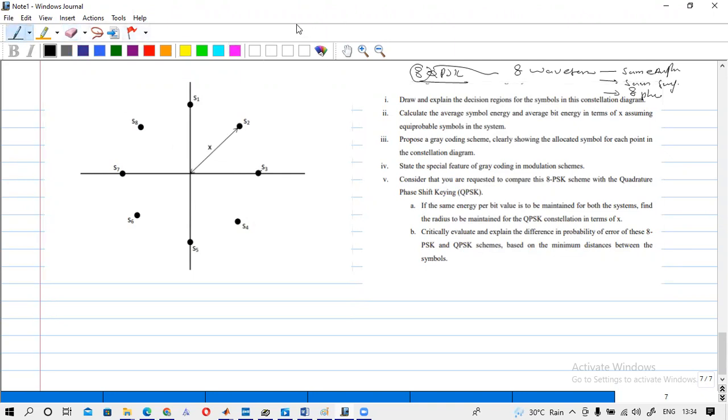The other point is, since we have the same amplitude, all these symbols have the same energy. So let's say that it is Es. This is the symbol energy. If you find the average symbol energy, that also will be equal to Es, because we multiply 8 Es and divide by 8. Then also you will get Es. So the average symbol energy and symbol energy are the same in PSK. We have already seen this, but it is not the same in QAM or ASK modulation schemes.